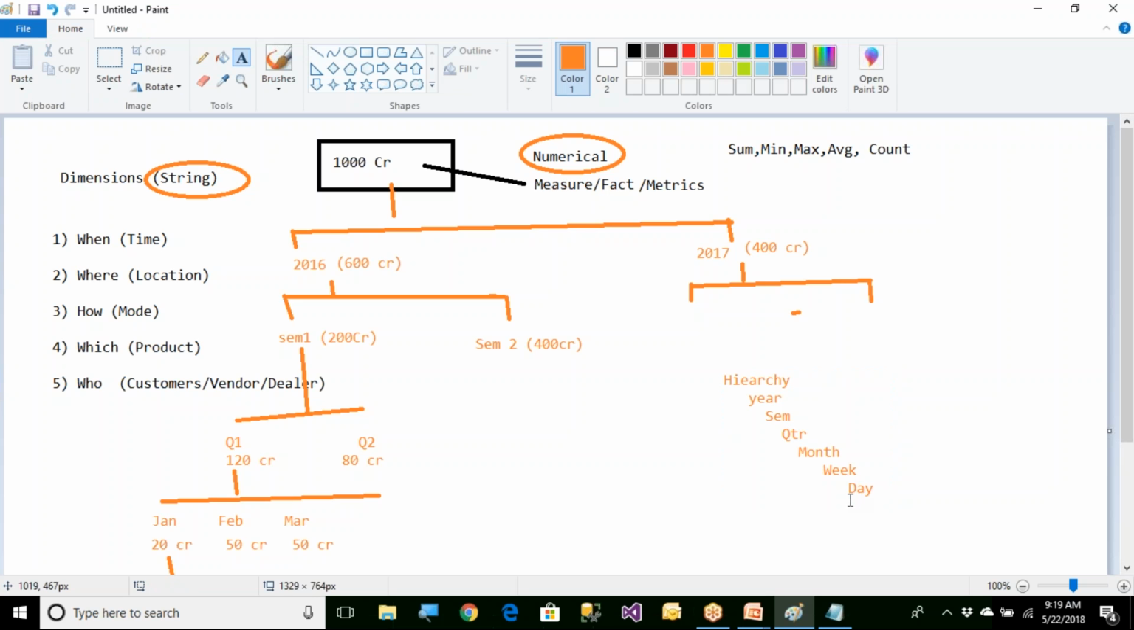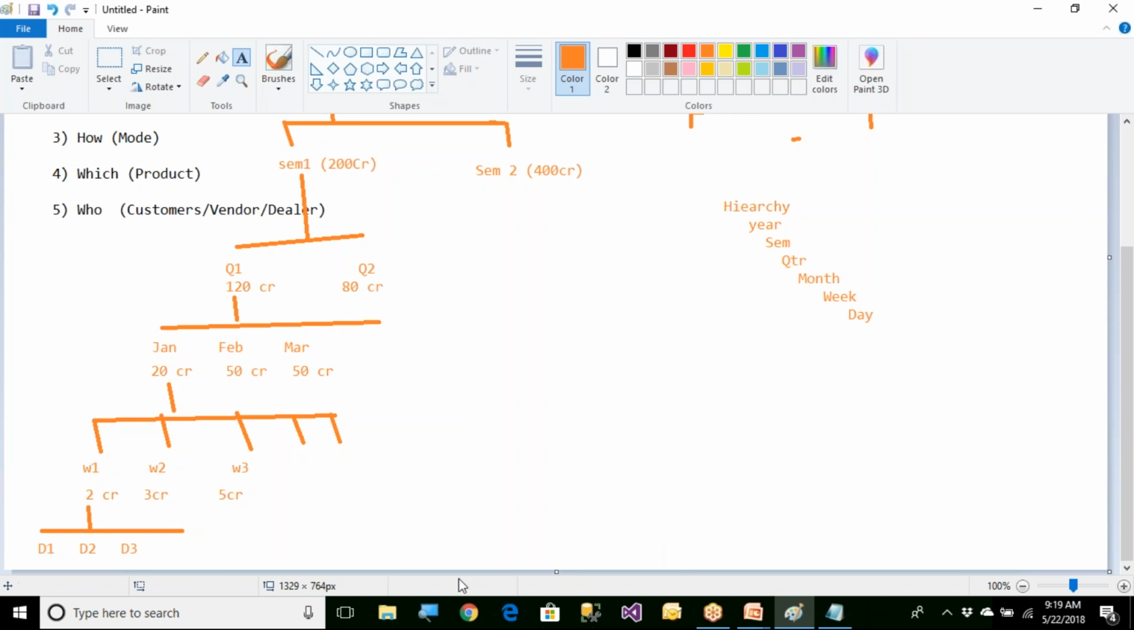Granular means the smallest unit. After the day, you can also go further, to the hour: 9 o'clock, 10 o'clock. What is the business in the ninth hour? What is the business in the 10th hour? After the hour, you can go to the minute. After the minute, you can go to the seconds. After the seconds, you can go to the milliseconds. So what is the smallest unit in the dimension? That is what is called the granularity of the dimension.